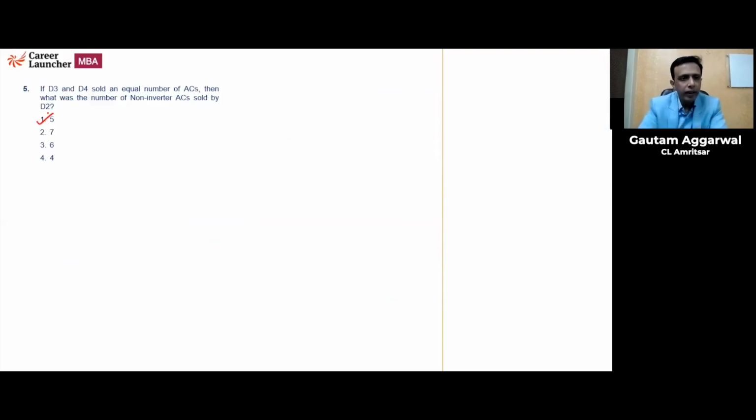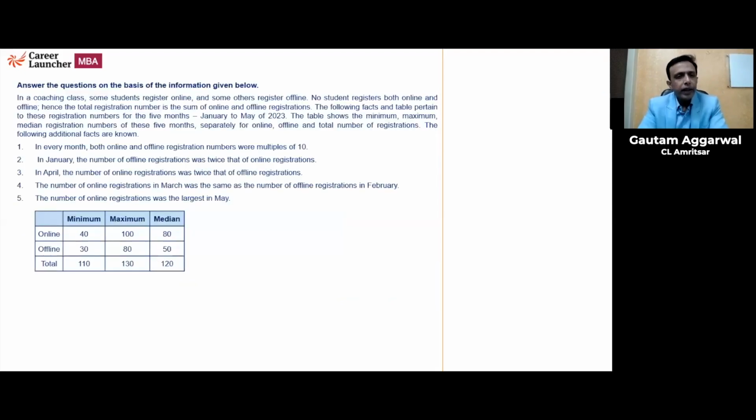So that was the first set that occurred in CAT 23 LRDI slot 3. Moving to the next set of the same. The second set was talking about certain data on a coaching class, with certain students registered for some online courses and certain registered for offline. The total number of registrations would be the sum of online and offline registrations. And the data talks about 5 months, January to May of 2023, where the table shows the minimum possible registrations in any month, the maximum possible online and offline and total registrations of the months, and the median.